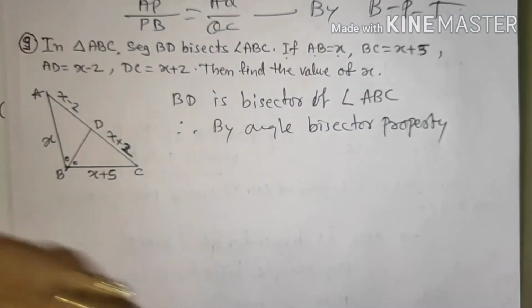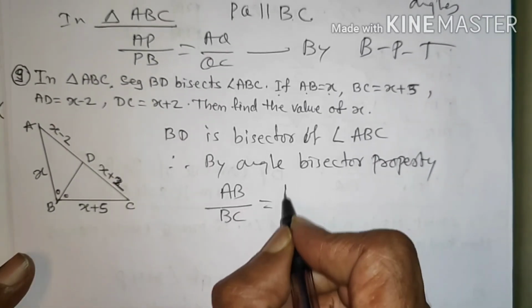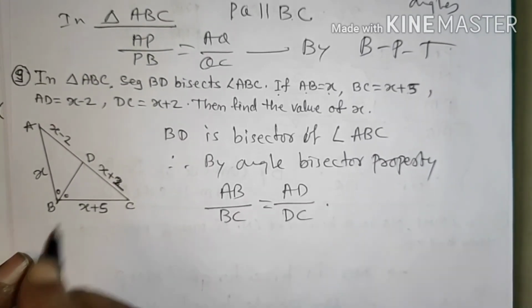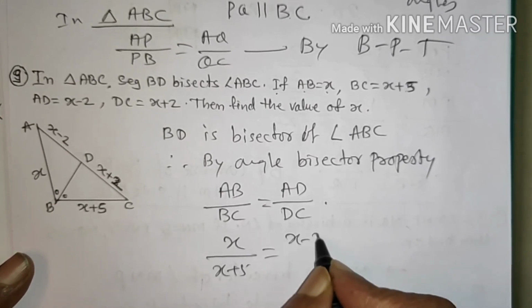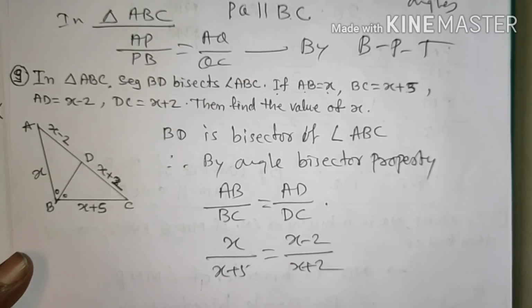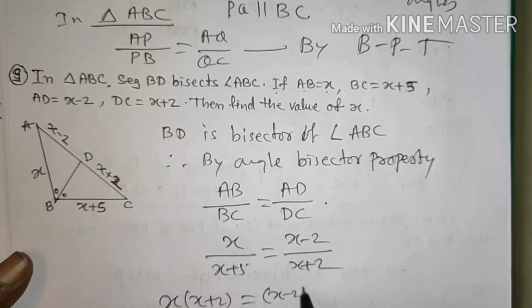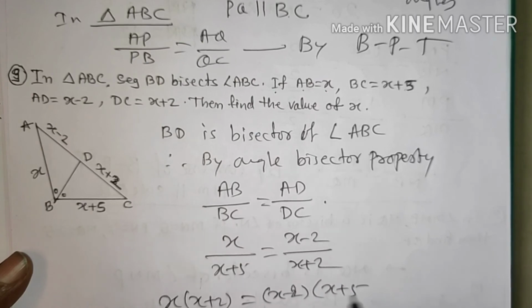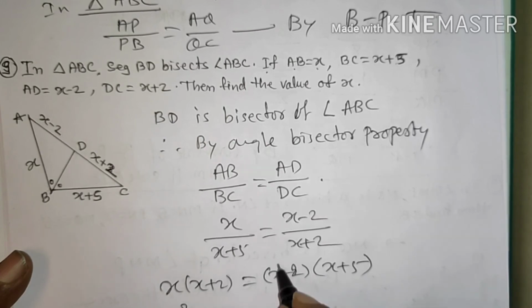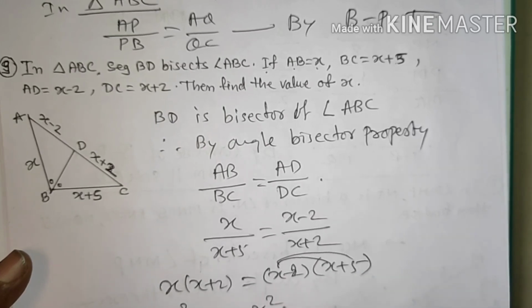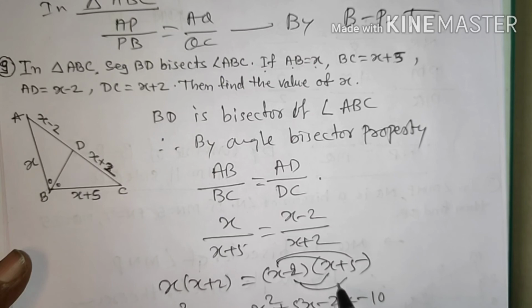by angle bisector property we say AB upon BC is equal to AD upon DC. Substitute the values: x upon x plus 5 is equal to x minus 2 divided by x plus 2. Cross multiplication, that is x into x plus 2 is equal to x minus 2 into x plus 5. That is x square plus 2x is equal to x square plus 5x minus 2x minus 10.